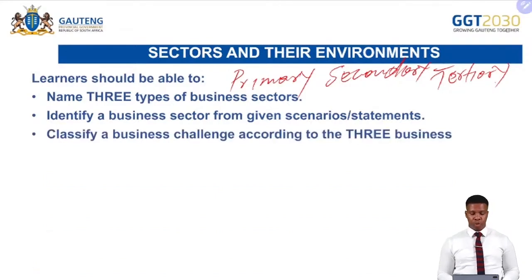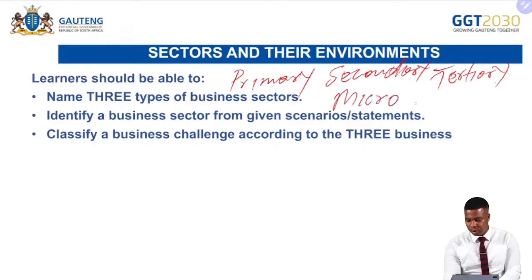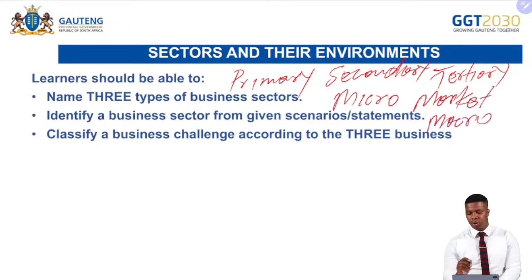And then you would also be given challenges that the business is facing. So the aim is for you to classify the challenges according to the environment. And remember, we have three environments, which is your micro, your market, and your macro. So you should be able to classify each challenge according to the environment.